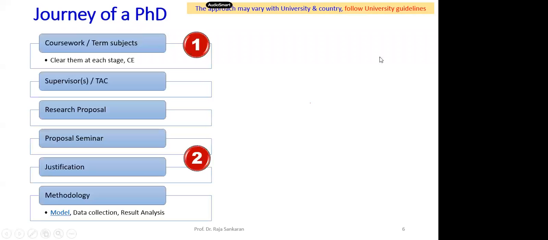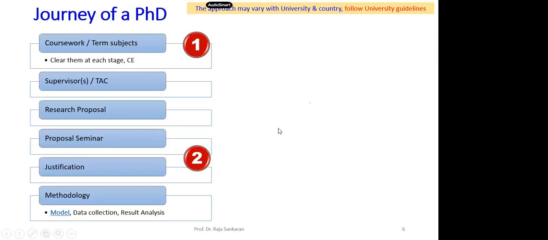Now, if I talk about the journey, the approach I'm bringing up is a very standardized approach, which is being used as part of the PhD journey, but this could vary from one university to the other or from one country to the other. The word of caution is, for all that I talk about here, make sure that you follow the guidelines which are set up by the university.